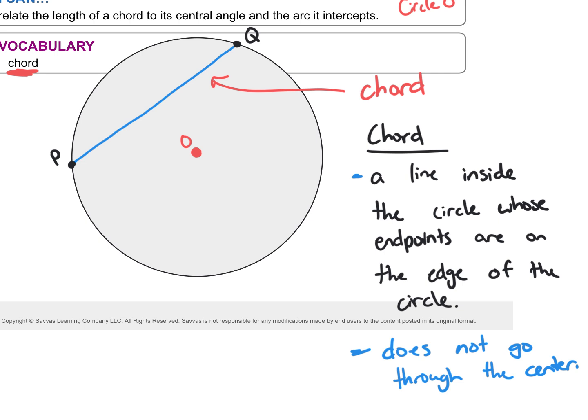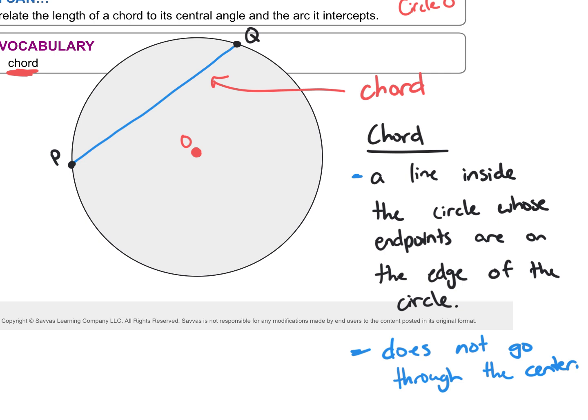So that's our line PQ here. Endpoints are on the circle. It goes through the circle. That blue note that I have there says it does not go through the center. If it did go through the center, what is that? That's a diameter. So a chord does not go through the center. If it did, it would just be called the diameter.